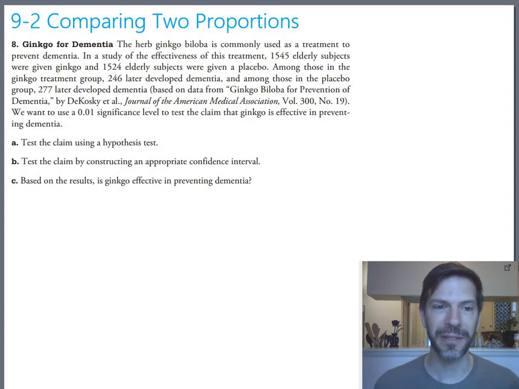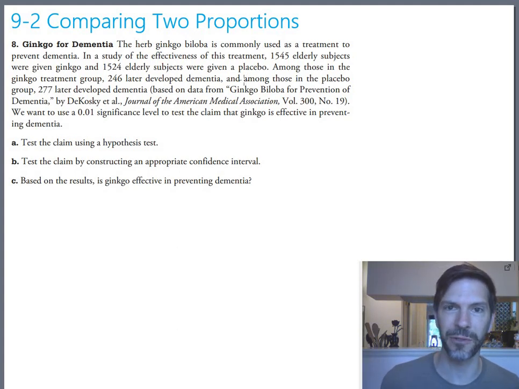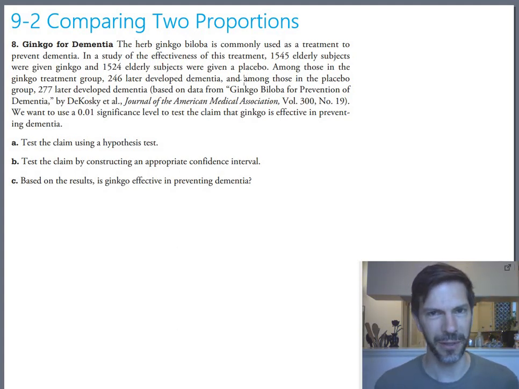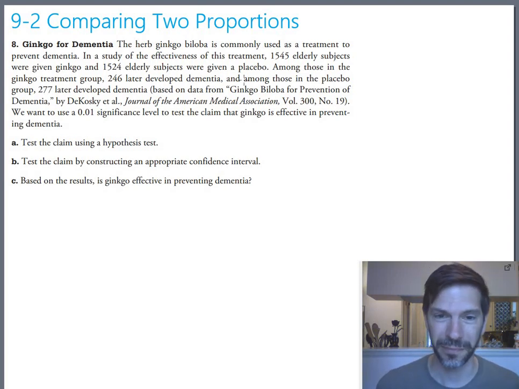So they've got the study, they've got some elderly patients that were given ginkgo, and some other elderly patients that were given a placebo. So there's our two groups. We've got one group that got the treatment, one group that got the placebo. And we want to say, is there a difference between these two groups? And the numbers are there. And they cited their source, and they said use a 0.01 significance level, so they're starting to talk about testing the claim.